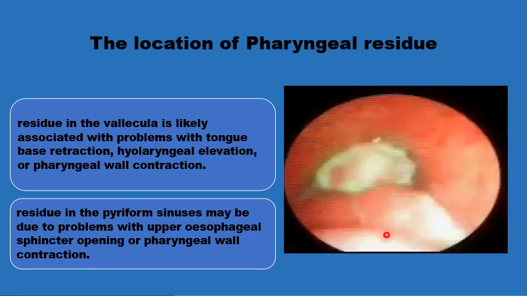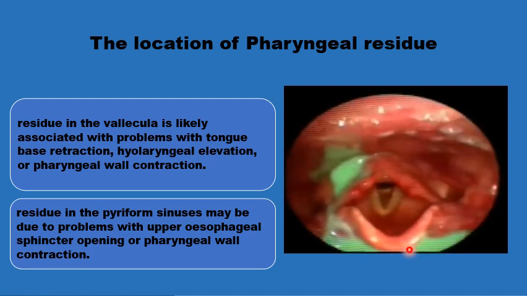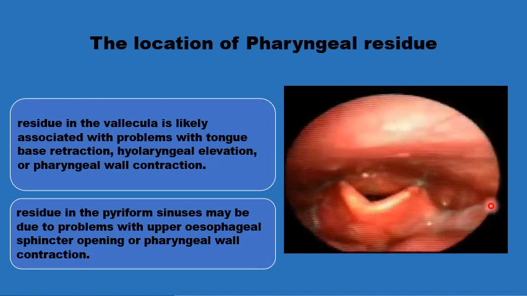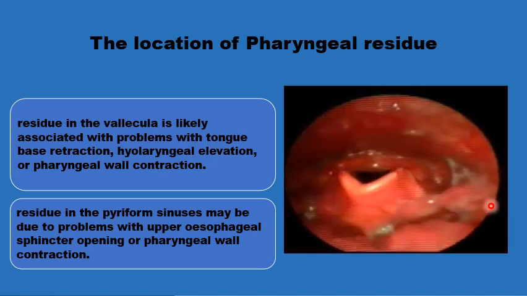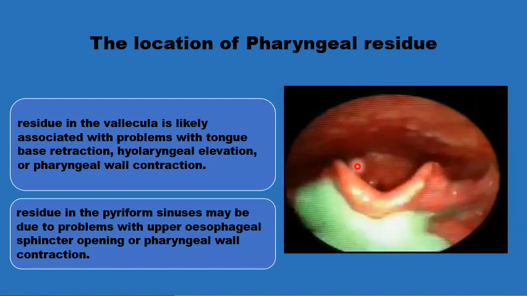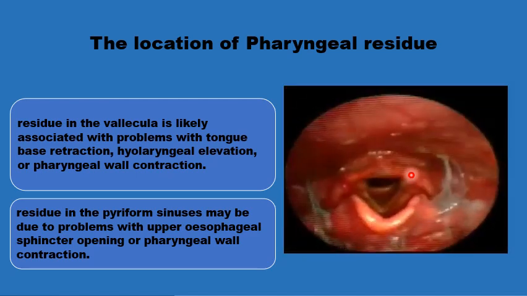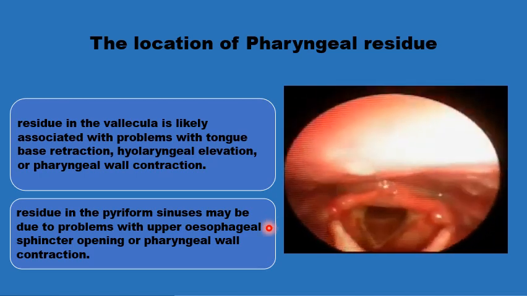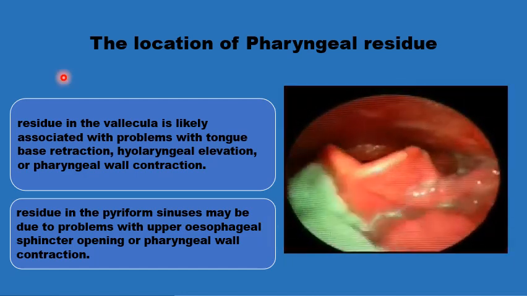If food is retained in the vallecula, like here for example, this may point to weakness of tongue base contraction, weakness of pharyngeal contraction, or weakness of the hyolaryngeal elevation. Whereas if there is accumulation of the colored food or drink in the lower part of the pharynx, like in the piriform fossae, for example, like in here, this may point to a problem in the opening of the upper oesophageal sphincter, for example, cricopharyngeal dysmotility, or weakness of the contraction of the pharyngeal muscles.